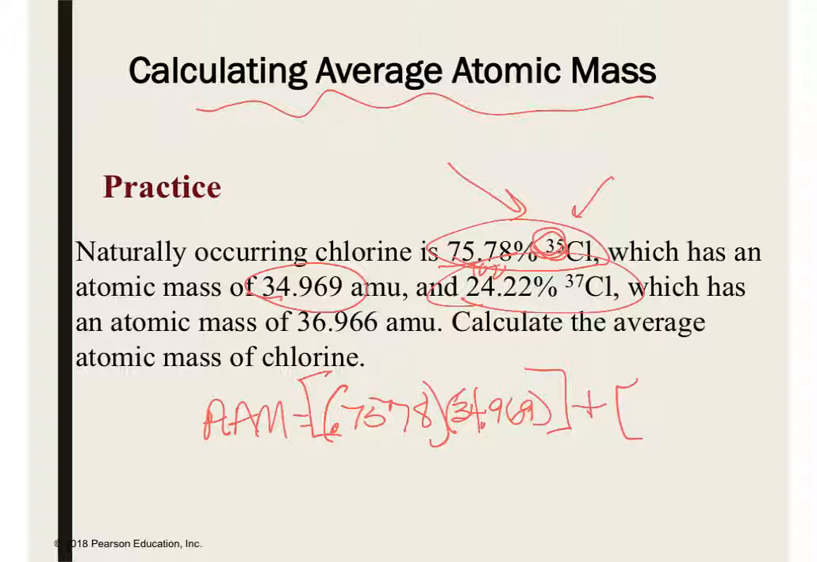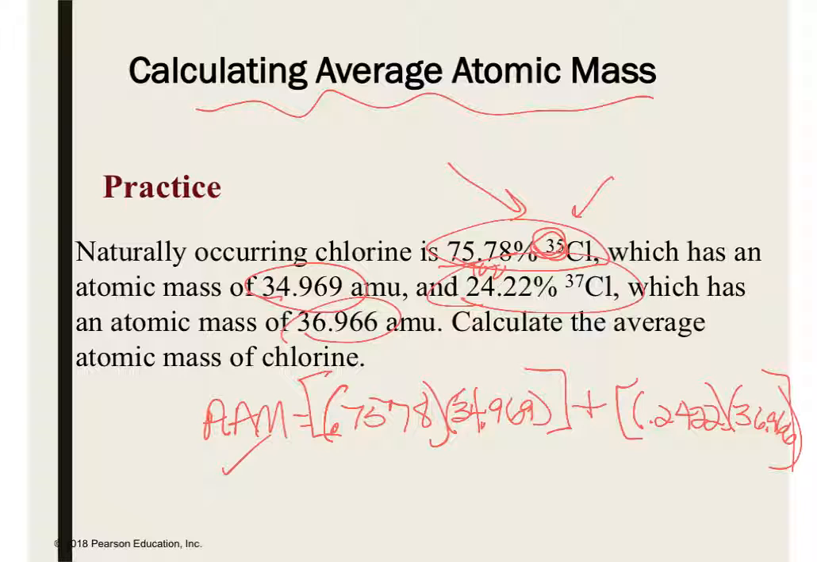So the abundance for chlorine 37 is 0.2422, and its mass is 36.966. Okay, and just do the math on this, and I would go ahead and check that out. Make sure you get the correct mass.